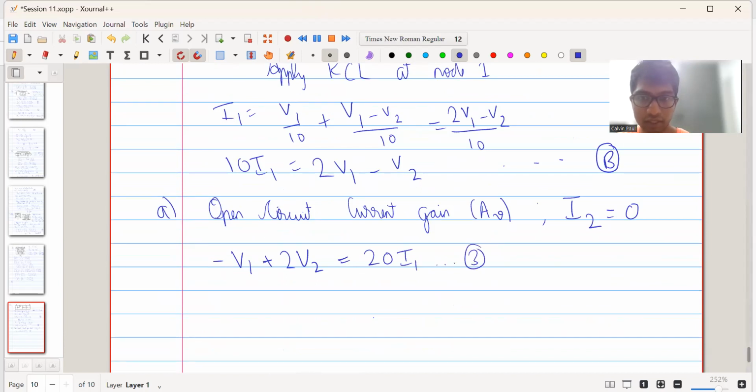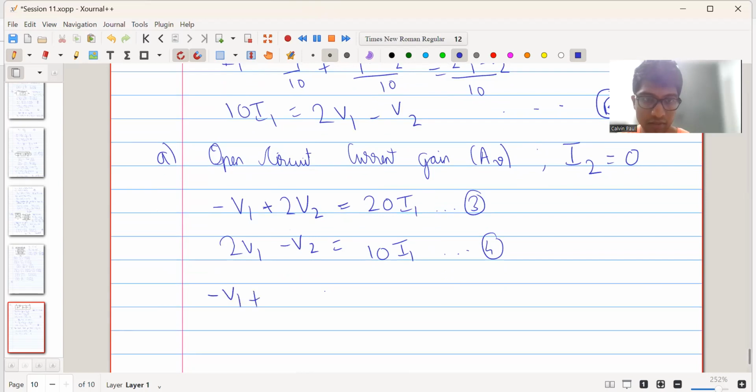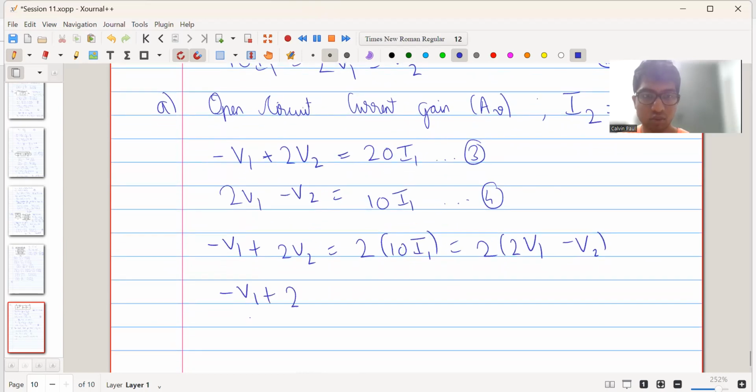And when we apply it in equation B, I2 is not there. So we have 2V1 minus V2 is equal to 10 into I1. Okay, this is 4. So we substitute 10I1 over here. We get minus V1 plus 2V2 is equal to 2 into 10I1, which is equal to 2 into (2V1 minus V2). So we get minus V1 plus 2V2 is equal to 4V1 minus 2V2. So we get 4 into V2 is equal to 5 into V1.